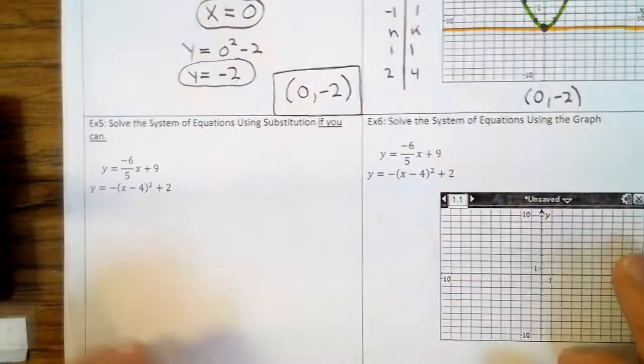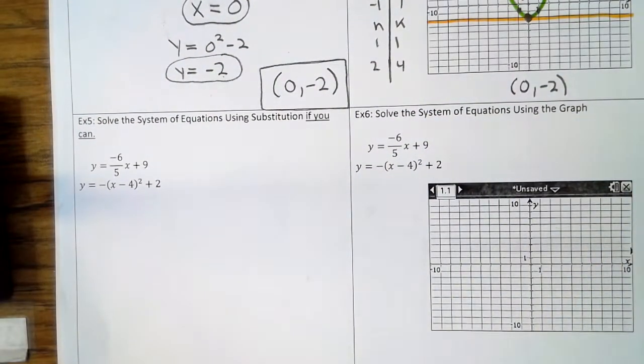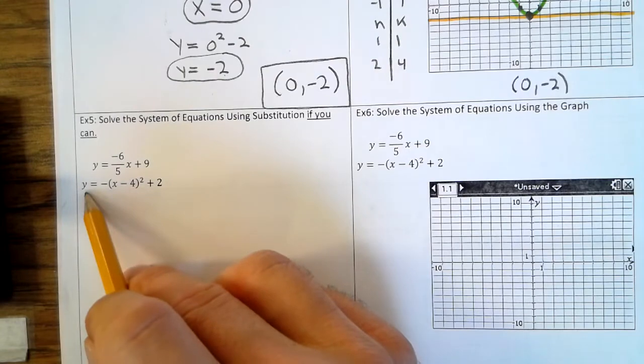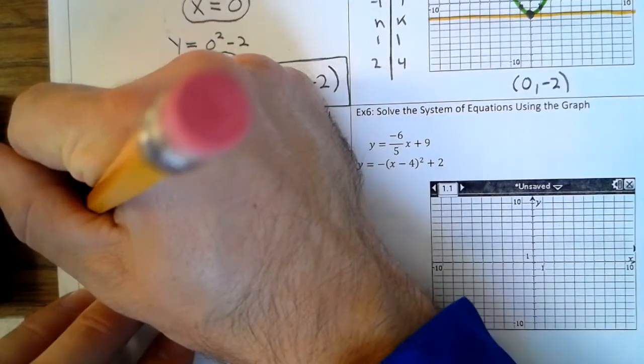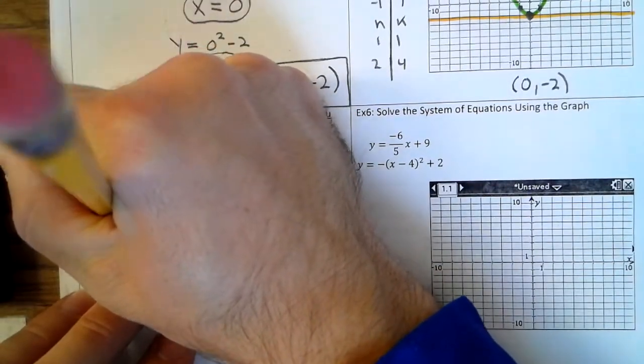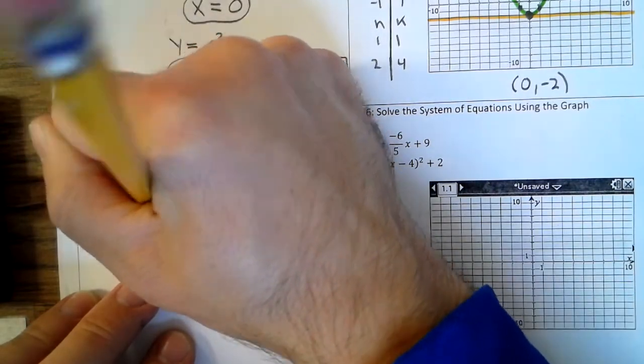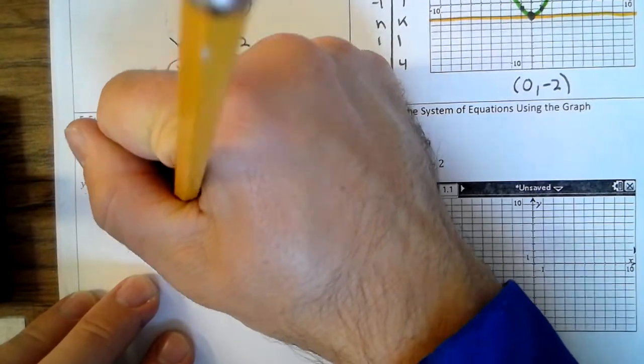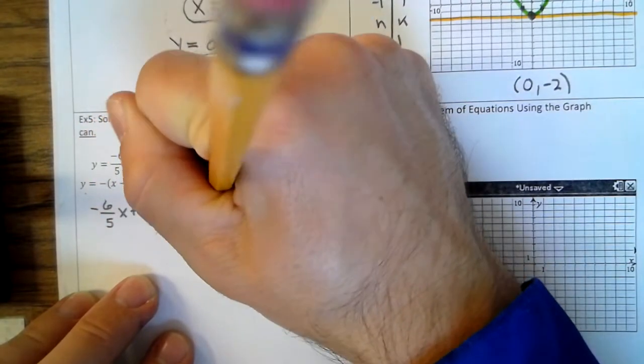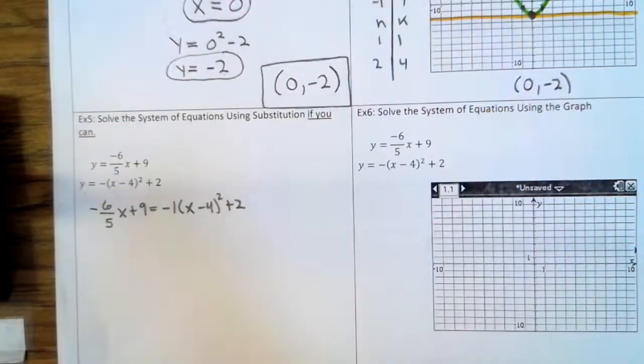All right, example 5. Solve the system of equations using substitution if you can. So here we see that they're both equal to y, so we set them equal to each other. So we have -6/5 x + 9 = -1(x - 4)^2 + 2.